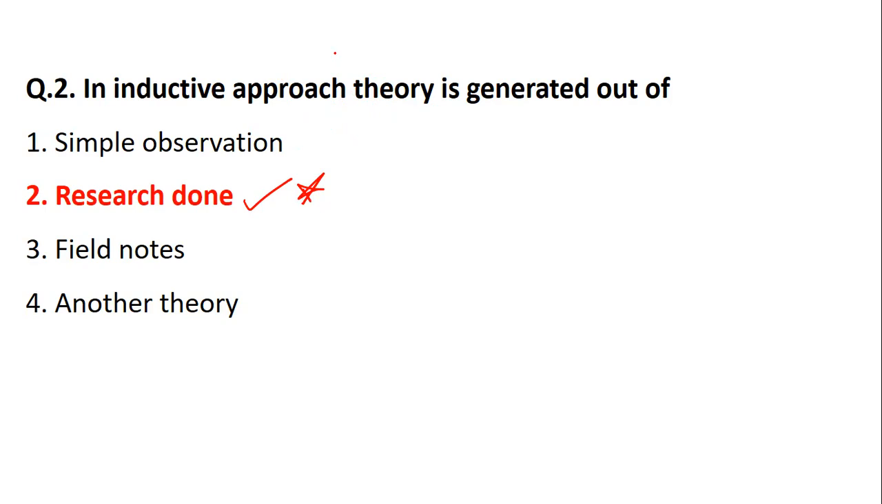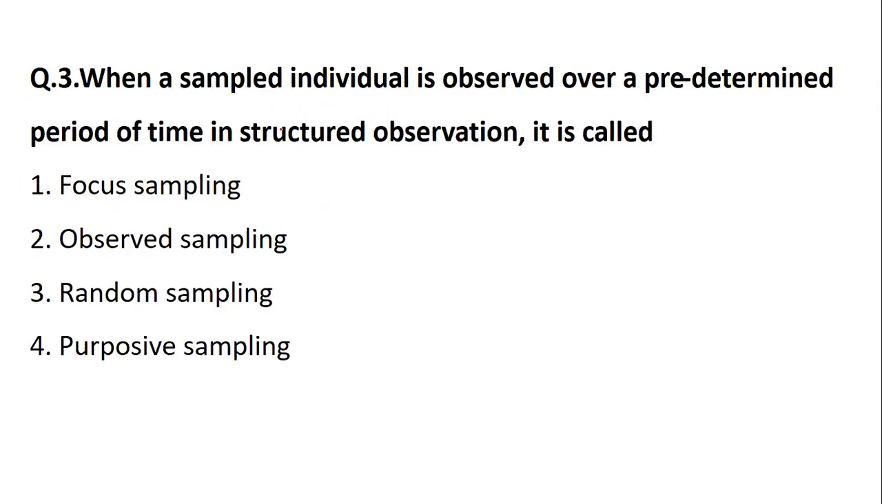which is very important. Coming to the next question: when a sampled individual is observed over a predetermined period of time in structured observation. Now, we did structured and unstructured very well. Something which is very systematic, which is planned, which is organized, it is called as what? Focus sampling, observed sampling, random sampling, or purposive sampling. So, when a sampled individual is observed over a predetermined period of time in structured observation, it is known as what? Focus sampling, observed sampling, random sampling, or purposive sampling.